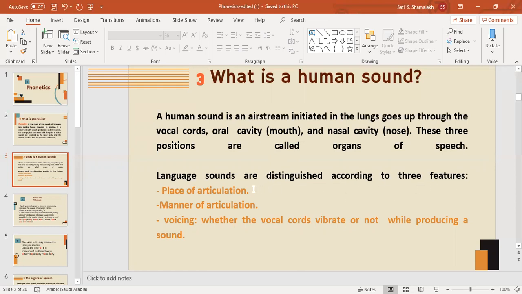Language sounds are distinguished according to three features. We say place of articulation. What do we mean by place of articulation? Where we produce sounds exactly. For example, when I want to say the sound B. Now look, B. Where do you produce it? B. Your two lips are close together. B. Okay. It is not the same when I produce ing. You find my tongue, look at your tongue. Where is your tongue?